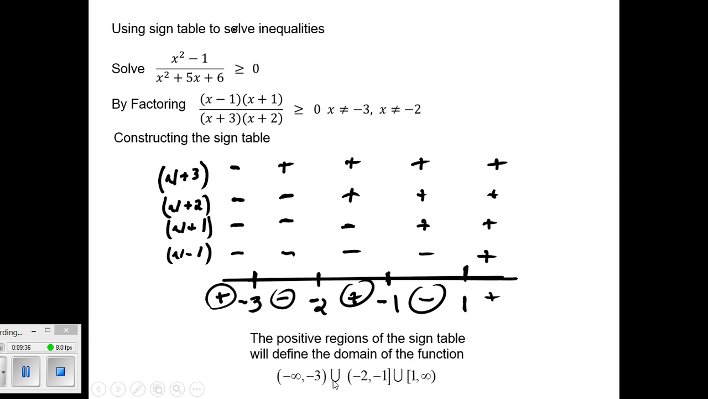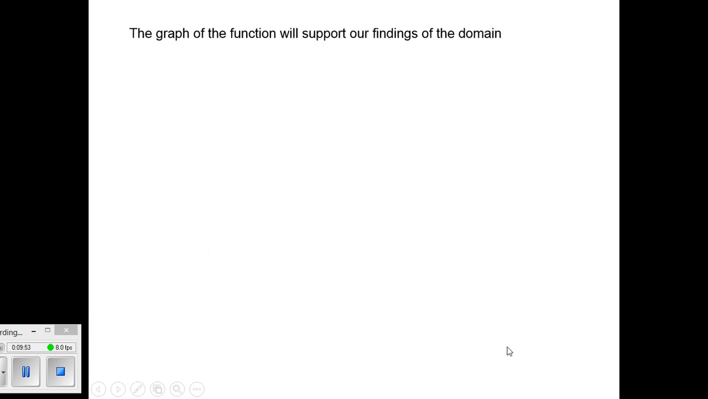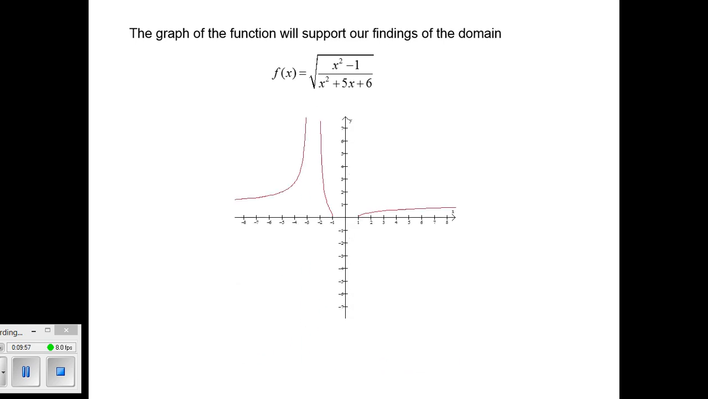We know there's going to be gaps in this, because here we go negative, here we go negative, so there's going to be gaps. There's not going to be any graph between -3 and -2 or between -1 and 1. Take a look. Here it comes. Here's the picture of this function, just like we said, a gap between -3 and -2, and a gap between -1 and 1.